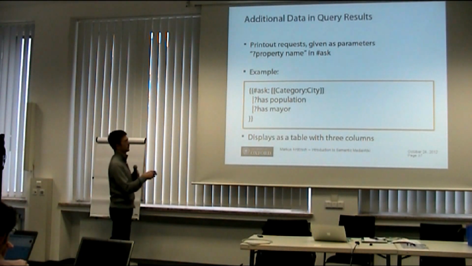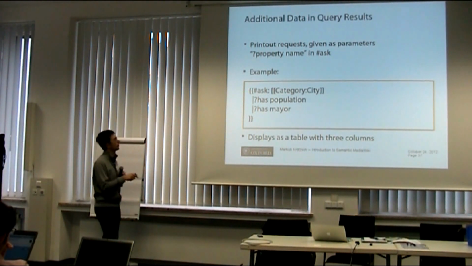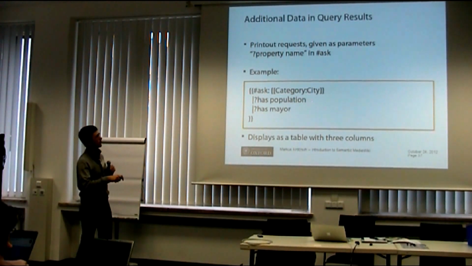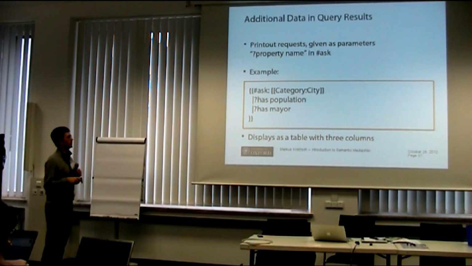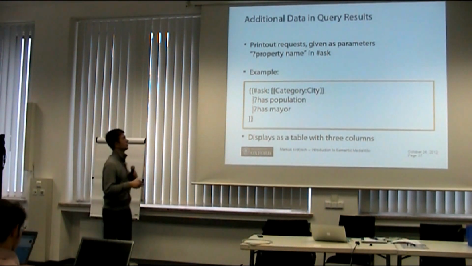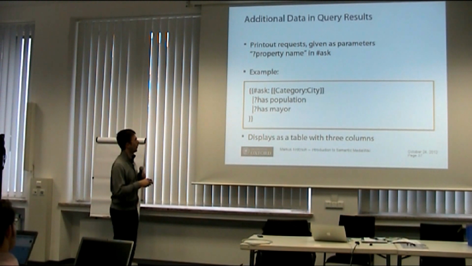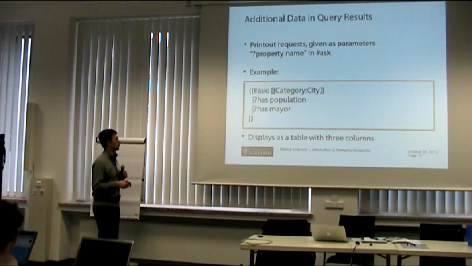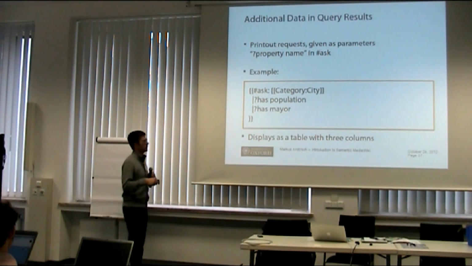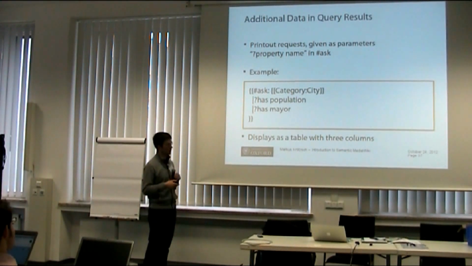So there are parameters that start with a question mark. You have seen that in show already. So you can just add a question mark and a property name to tell Semantic MediaWiki that the values for this property should also be embedded into the result somehow. And by default, the somehow will just mean make a table, because that's the easiest way to show such data.